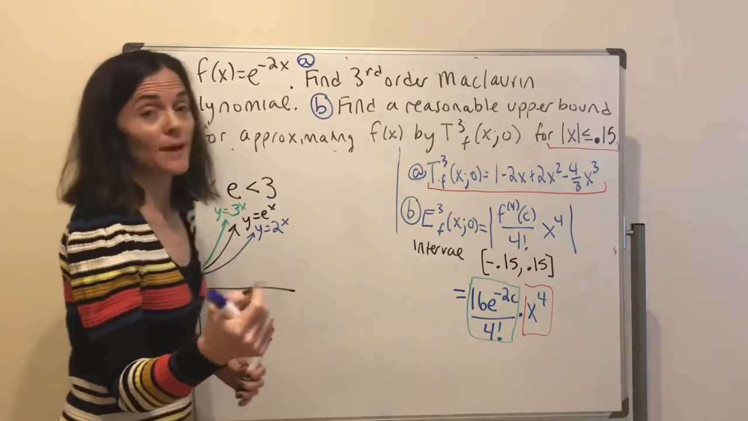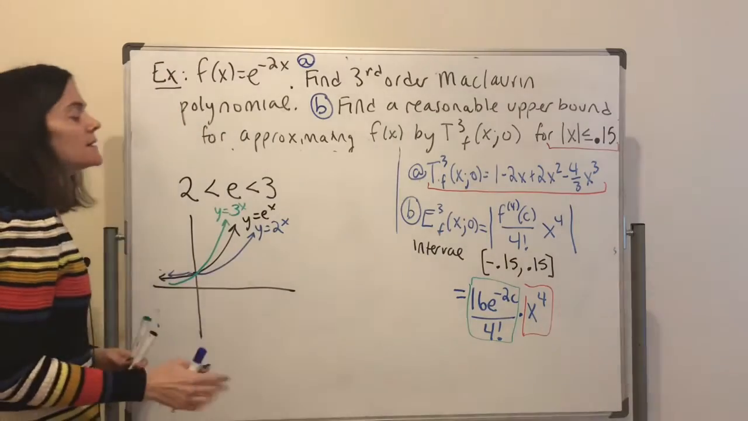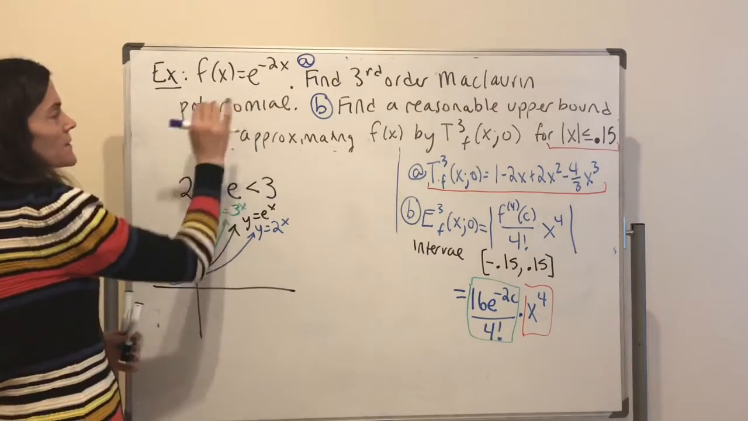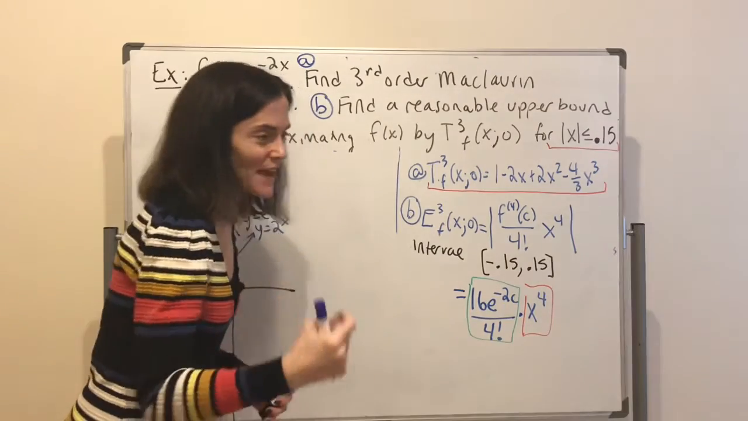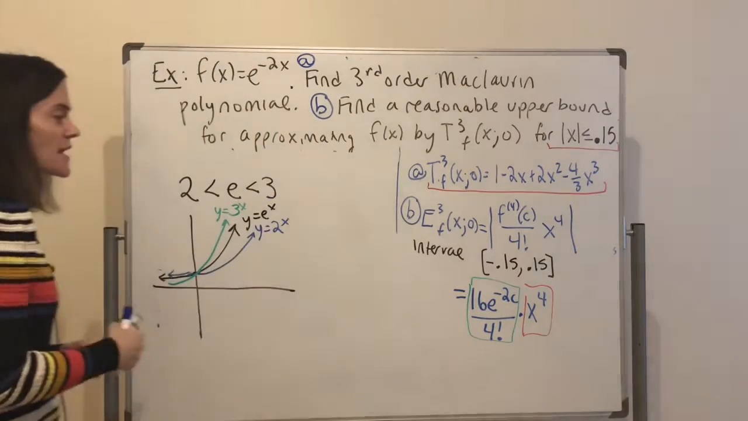But we can't use a specific value. If you have to get e by typing it in your calculator, you don't want to leave it like that. That's the whole point of this. We're approximating e to a power, so you don't want to use the e to the button in your calculator in this upper bound for the error.